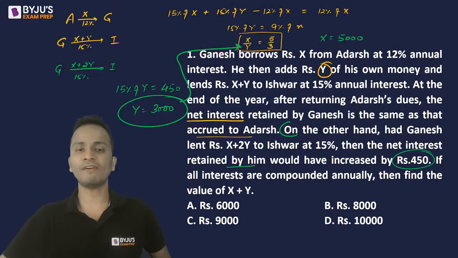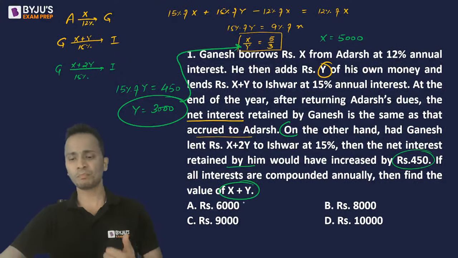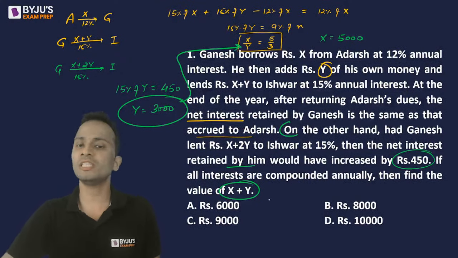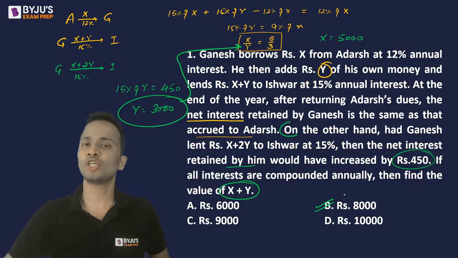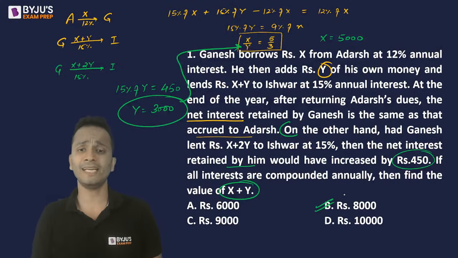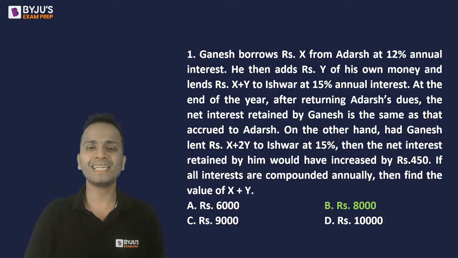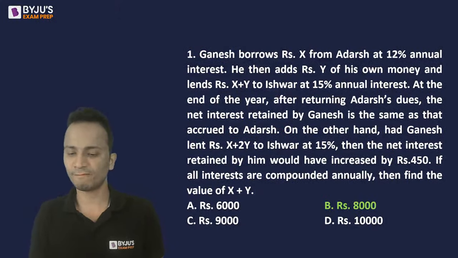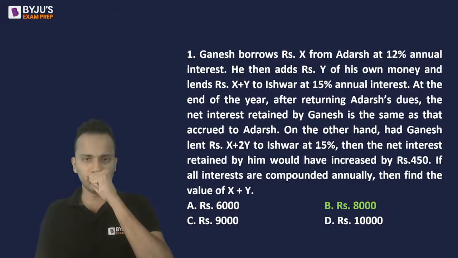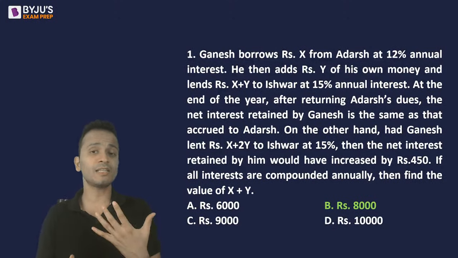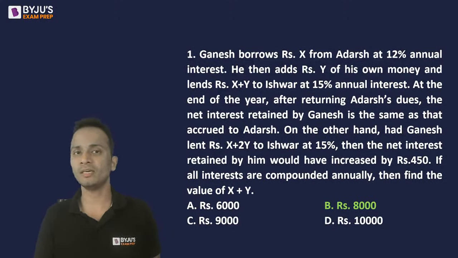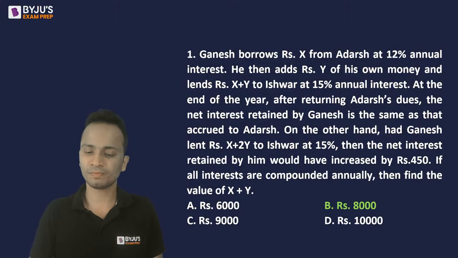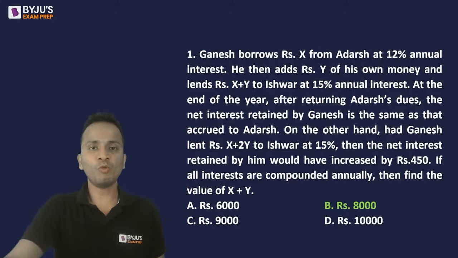Now my question is, we have to find out the value of X plus Y. X is 5000, Y is 3000. So the value of X plus Y should be 5000 plus 3000, that is 8000. So option B, 8000 is the correct answer for this question. All right. So it's just the language that you have to understand to make the equations look simple, at least. Okay. All right. So let's move on to question number 2.